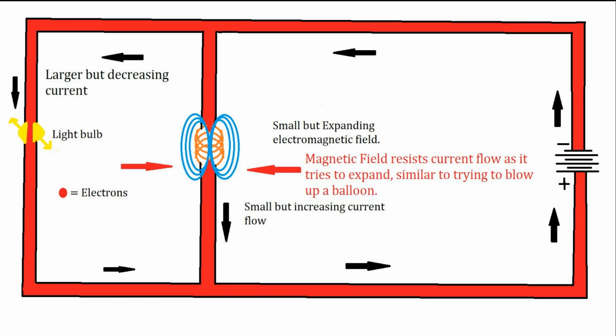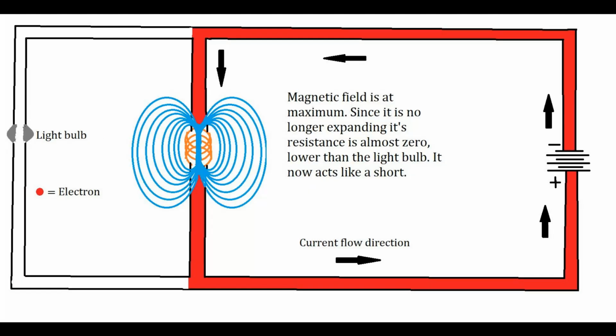Some of the current takes the inductor route as the magnetic field builds. The higher the magnetic field builds, the more current flows through the inductor, and the light gets dimmer. At some point, the magnetic field reaches maximum. Once it reaches maximum, the reactance drops to near zero. The inductor acts like a short. Now the current flows only in the inductor circuit branch.